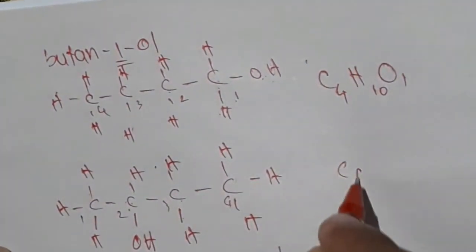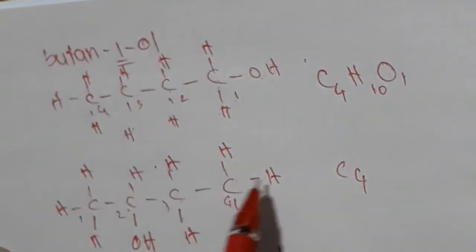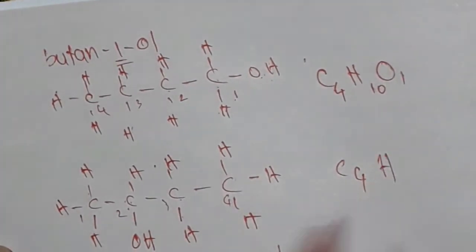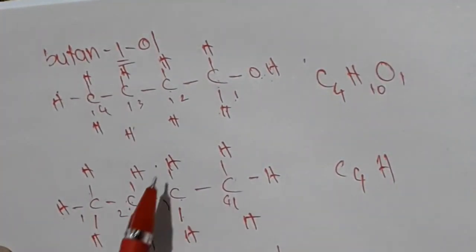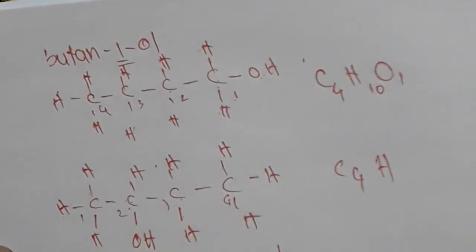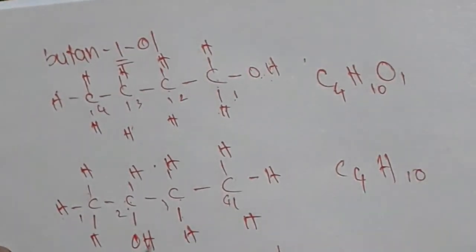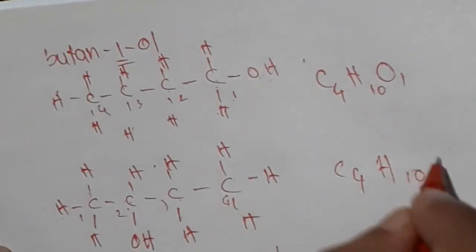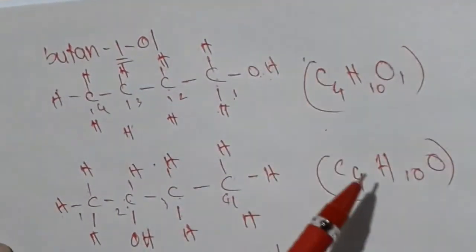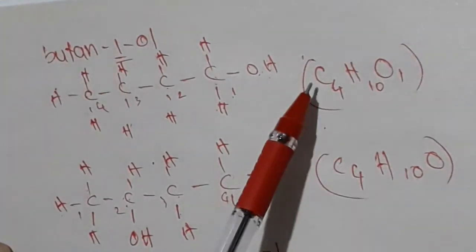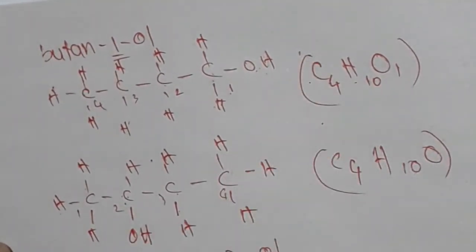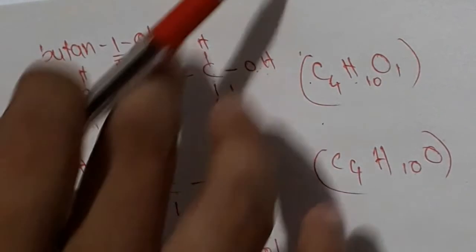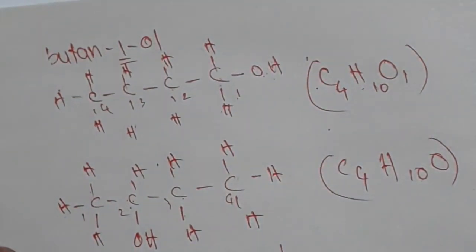Again here 4 carbon: 1, 2, 3, 4. Number of hydrogen: 10 hydrogen and 1 oxygen. So they have the same molecular formula. This is the molecular formula: number of carbon, hydrogen, oxygen. They have the same molecular formula but different structure. This type of structures are called isomers. Okay.